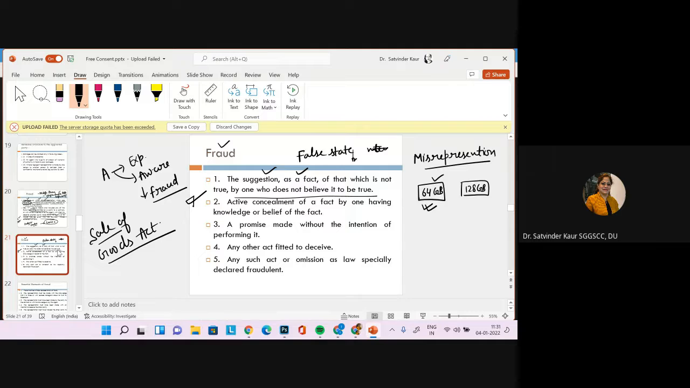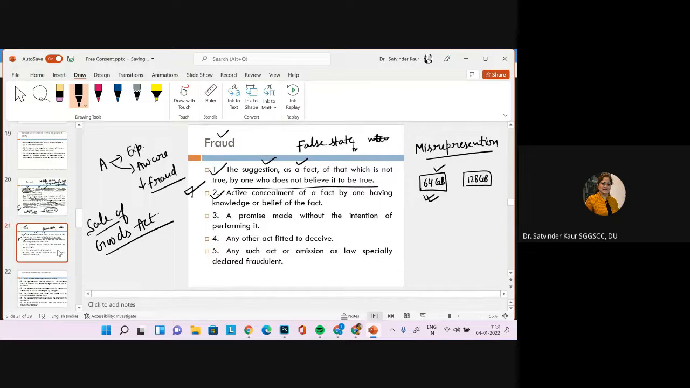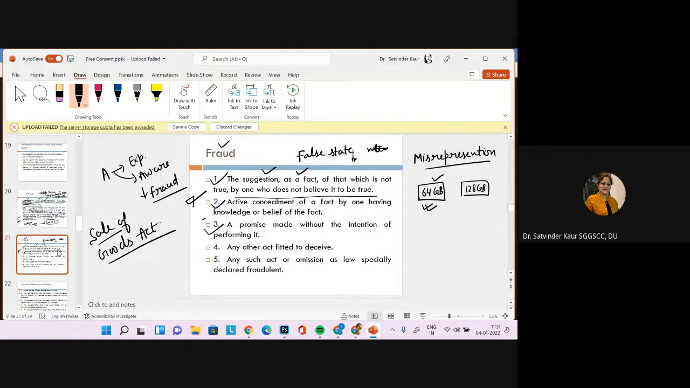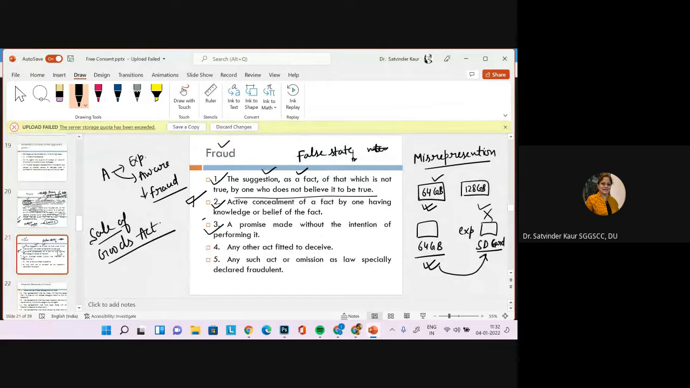But here, from the aspect of fraud, we say कि अगर कोई गलत स्टेटमेंट दी है या आप एक्टिवली किसी इंपॉर्टेंट पैरामीटर्स को हाइड करते हो जो आपको पता है, or a promise made without intention of performing it. For example, this particular phone is of 64 GB and it is expandable, so I'll be giving you an SD card of 64 GB with this when you purchase this phone. And once you have purchased this phone, the other person refuses to provide the SD card. Then in that case, either you can compel him to reduce the price, which you have to shell out for purchasing the additional memory card, or you can compel him to provide the SD card as promised. So a promise made without intention of performing it, any other act fitted to deceive, or any such act or omission which the law declares fraudulent will be covered in the meaning of fraud, right?